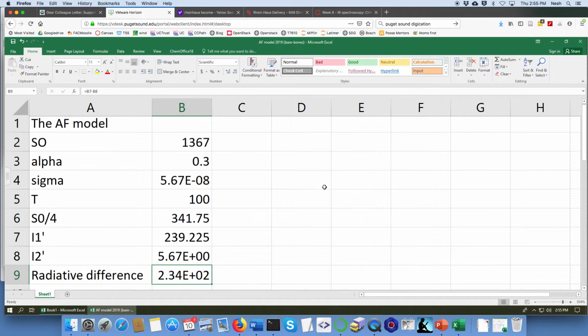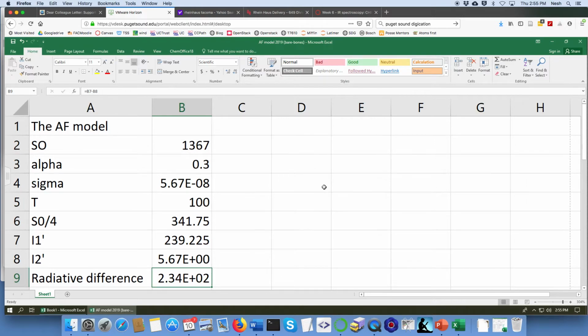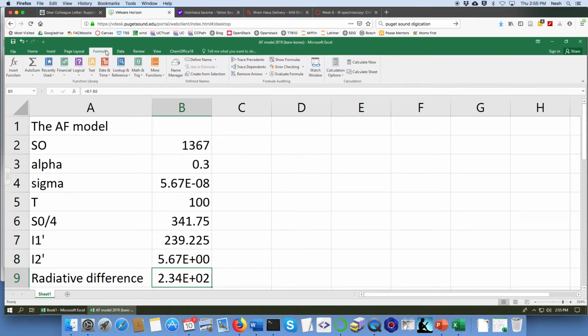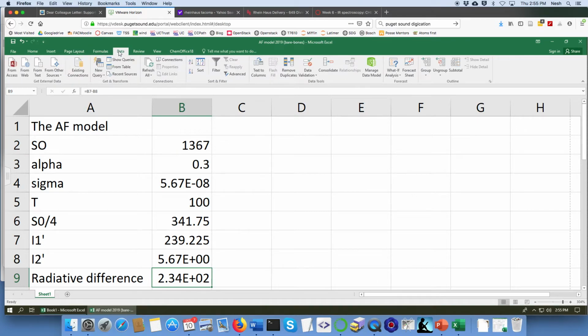The last thing that we're going to do here is have Excel figure out the proper value of the temperature, and in order to do that, I have to do this thing called goal seek, and that comes under what if analysis under the data tab. And here's how it goes. Under what if analysis, I'm going to select goal seek.